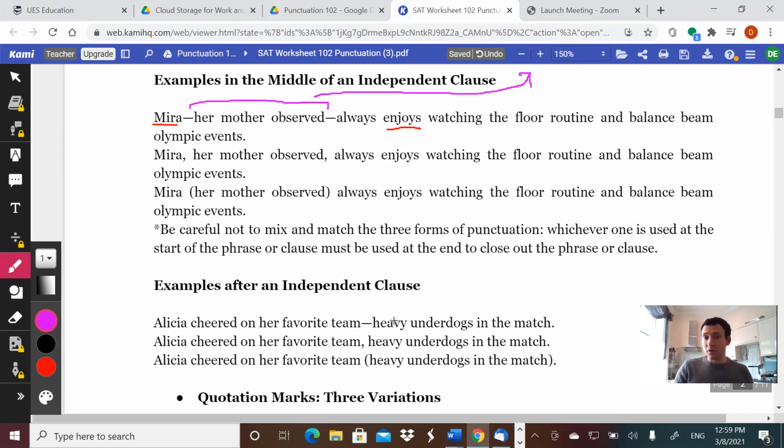What you could also do is have your independent clause before the dash. So Alicia cheered on her favorite team is your independent clause. Alicia is your subject. Cheered is your verb. We complete the idea. And then heavy underdogs in the match is just some additional information. And that's signaled by the fact that it follows a dash, and then we close it out with the period. So those are the two forms dashes can take. You need two if you are interrupting your independent clause right in the middle, or just one if you already have your independent clause and it's just some additional information.